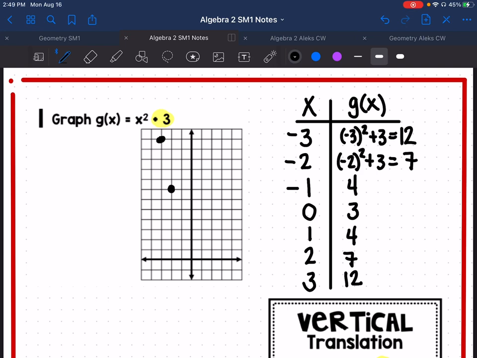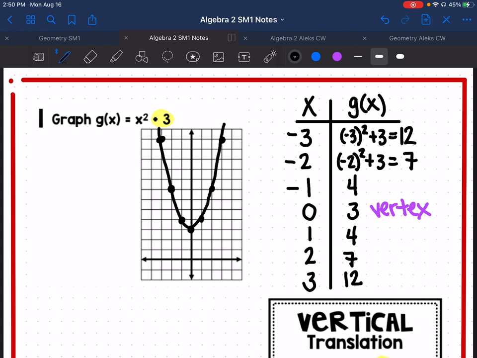And then -1, +4, up 4. 0, 3. So don't move from the origin, but go up 3. And then what's going to happen, remember, is they're going to mirror each other exactly through that vertex. Okay, this right here would be my vertex. How do I know? Because this is the only one without a partner. The one that's all alone, that is going to be my vertex. So here is my graph.